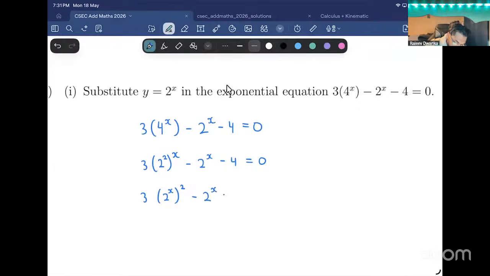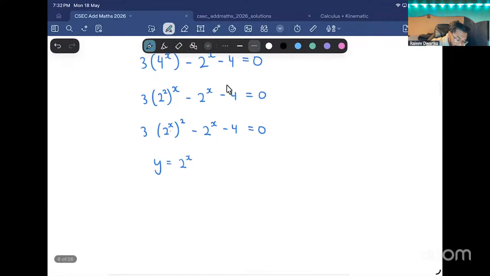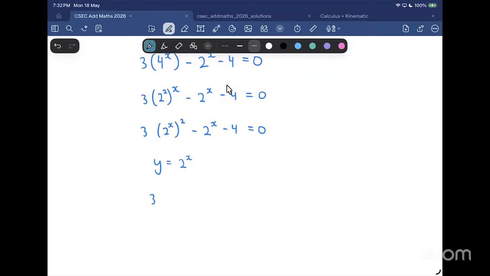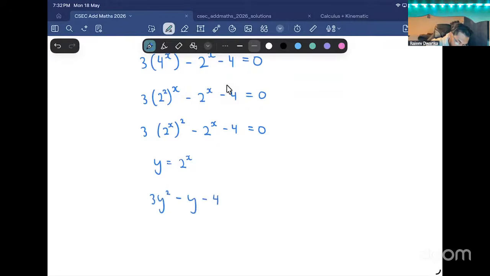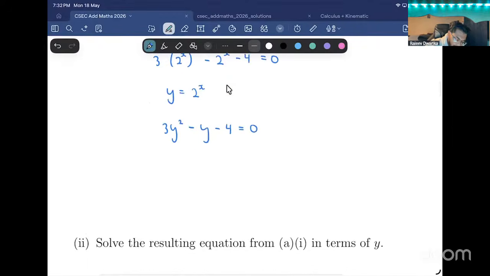Minus 2 to the power x minus 4 is equal to 0. And now I can make the substitution. We are saying that y is equal to 2 to the power x. So if that is the case, anywhere I see 2 to the power x, I can just replace it with y. So it's going to become 3y squared minus y minus 4 is equal to 0.